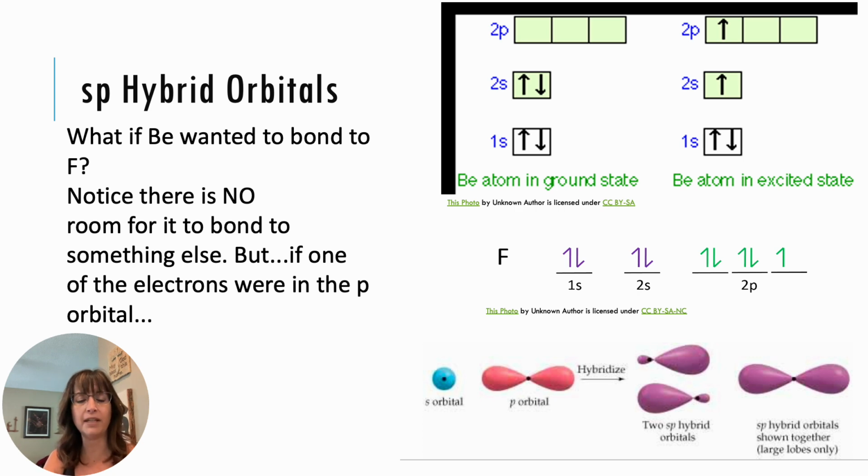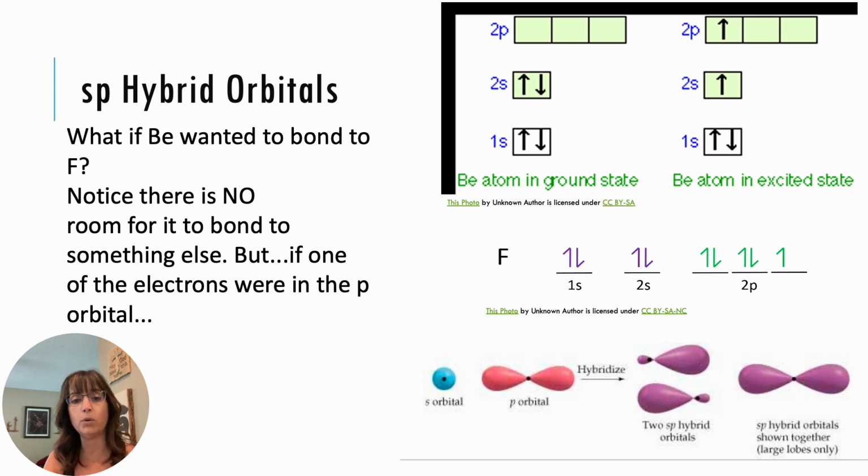And then take a look at F. We want to stick an F on either end of the Be, okay? F has a full 1s, a full 2s, and it has 5 out of 6 in the 2p. Well, clearly there's a space to put an electron in the F. How are we going to get it to bond to the Be? Well, the theory is, what if one of those electrons from the s moves up to the p?